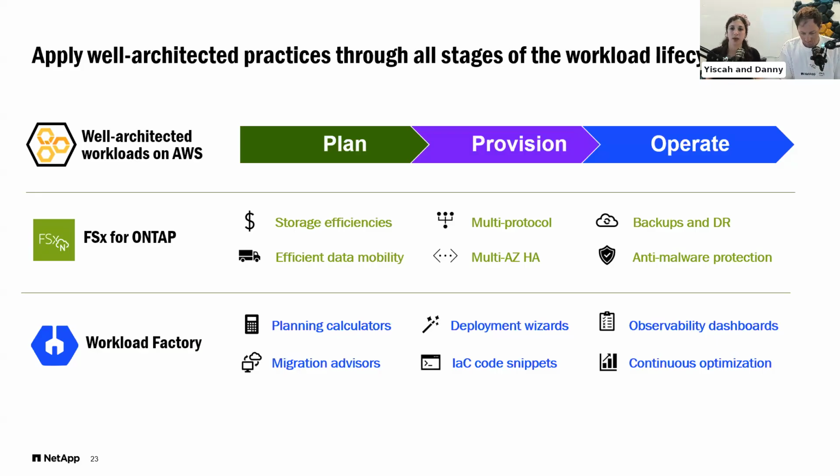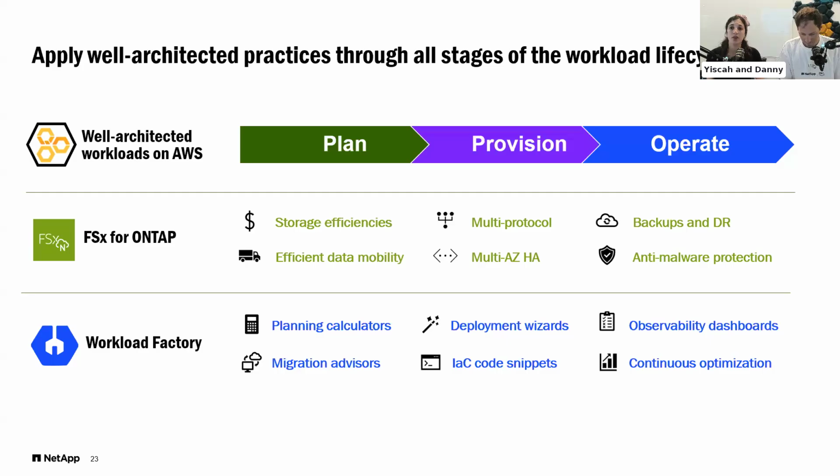We saw FSx for ONTAP allowing us multi-protocol access into our volumes and high availability, supporting those mission-critical applications. And Workload Factory gives us the ability to do that quickly, do it easily, use those best practices according to your use case by using the deployment wizards and either running it automatically or using the infrastructure as code of choice.